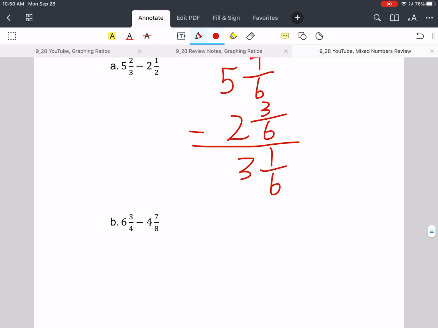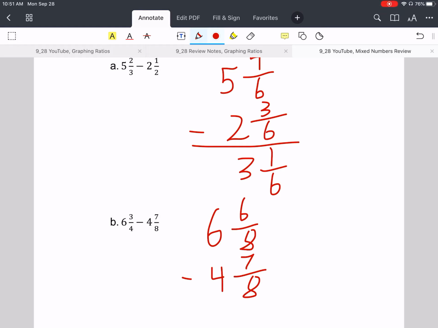All right. 4b, 6 and 3/4 minus 4 and 7/8. We're going to have 6 and 6/8 minus 4 and 7/8. Our common denominator is 8. Unfortunately, we're going to have to borrow because we cannot do 6 minus 7.